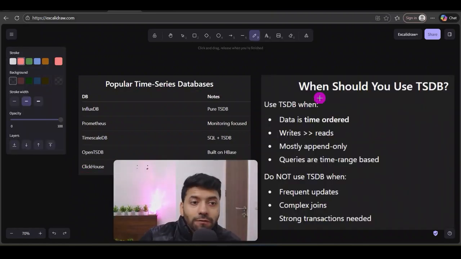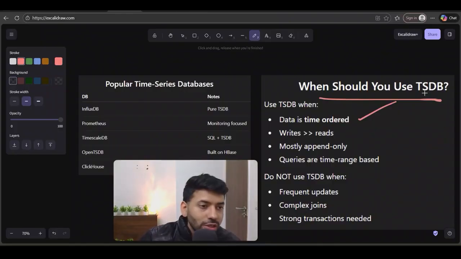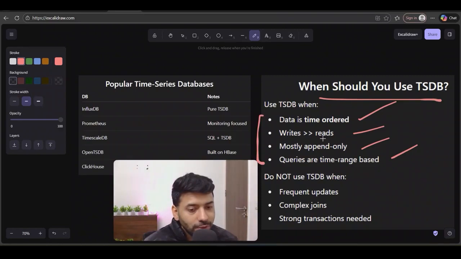Now comes the main question, when should you use time series database? Use time series database when data is time ordered, because time is the most important dimension in time series database. Next thing is when there are a lot of write operations, so writes are more than reads. When your data is mostly append only and your queries are time range based, because we saw an example of how the queries look like for time series database. When you have these kind of things, then you should use time series database.